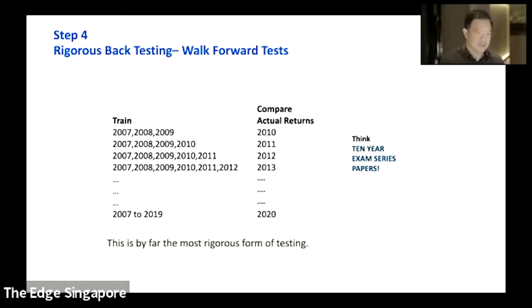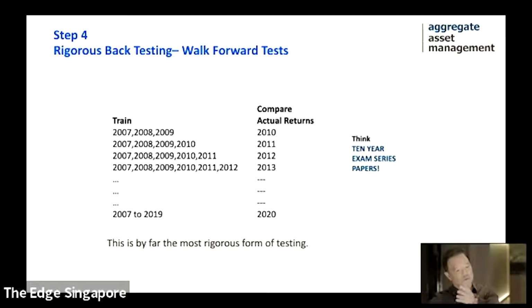So the next thing is, remember the checklist? We have to test our data. We have to test our machine learning in a very rigorous way. And we do it. We call this the walk forward test. So how does the walk forward test work? We train the data from 2007, 2008, 2009, and then we compare it to 2010. And then the next year, we add one more year, 2010, and then we compare it to 2011. It's almost like your 10-year series exam, right? Every year, you do one more year exam and see how well you do. So that is how rigorous our testing is.